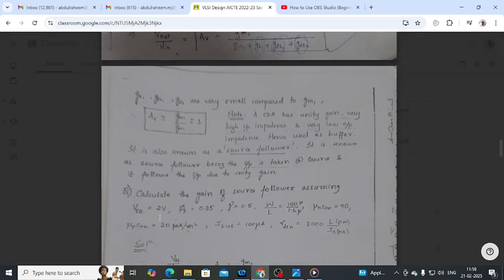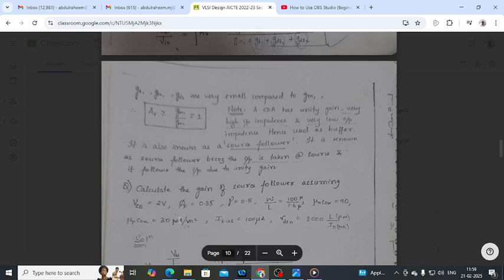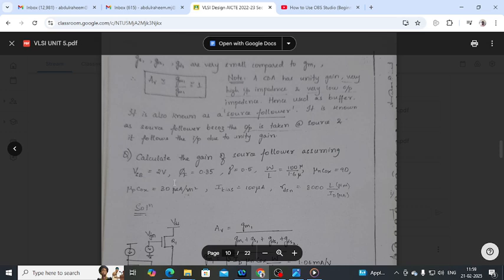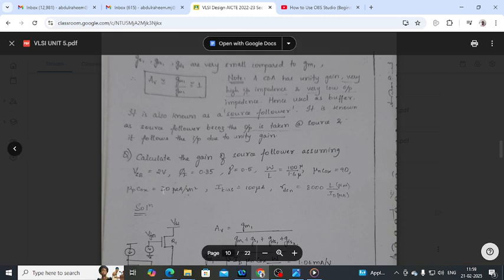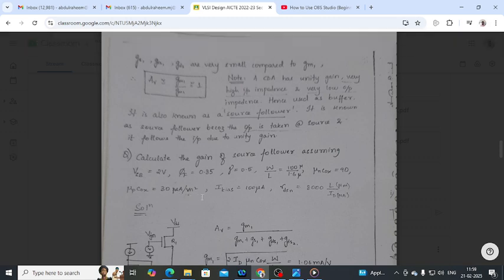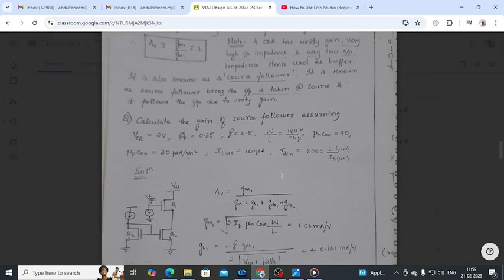So let us do one problem. Calculate the gain of the source follower, assuming VSB equal to 2 volts, Fermi level is 0.35, gamma is 0.5, W by L is 100, and mu Cox is constant at 90. This is the mobility of NMOS. Mobility of PMOS is 30 microamperes per volt squared, and I bias is 100.